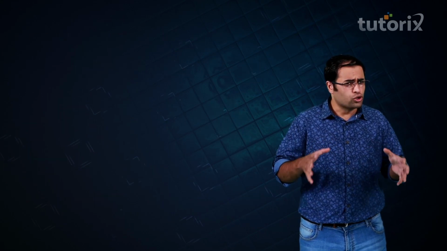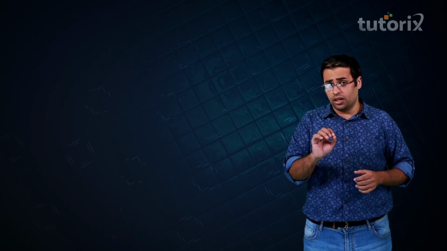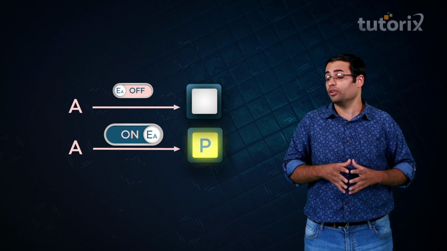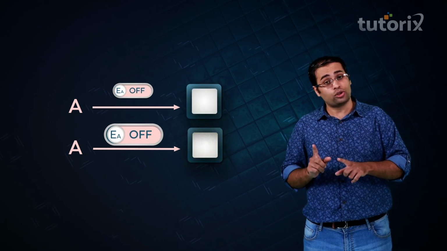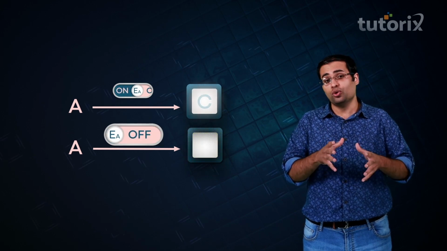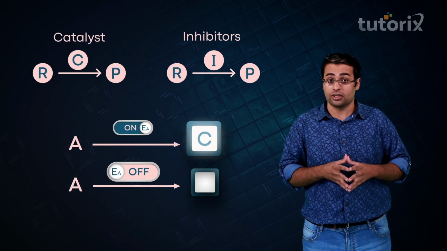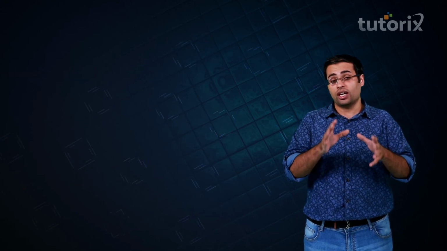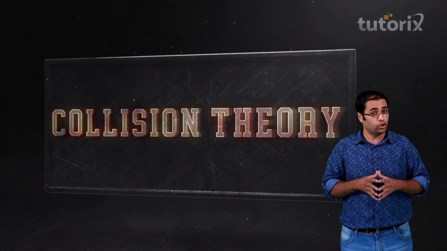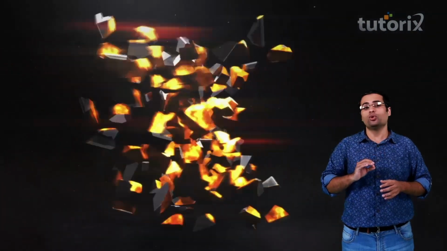So, in today's class, we learned how activation energy decides the products of a reaction. We also learned how we can change this activation energy with the use of catalysts or inhibitors. In the next class, we will study a theory of reaction rates, which is called the collision theory. But before we do that, let's do a quick recap of what we have learned today.